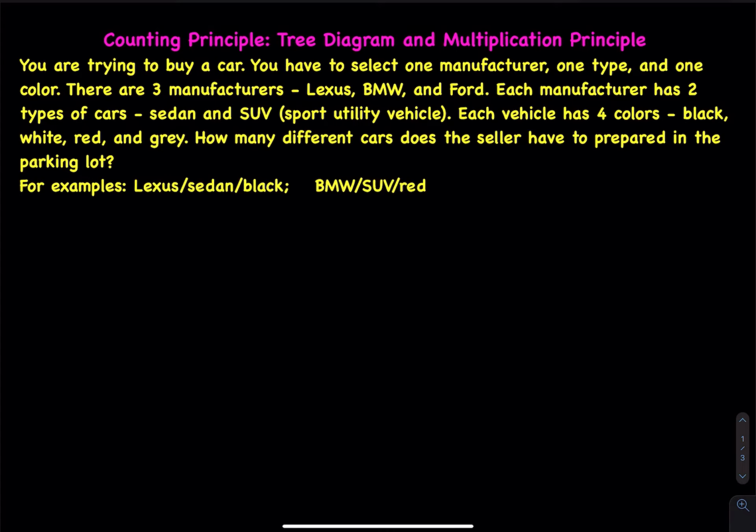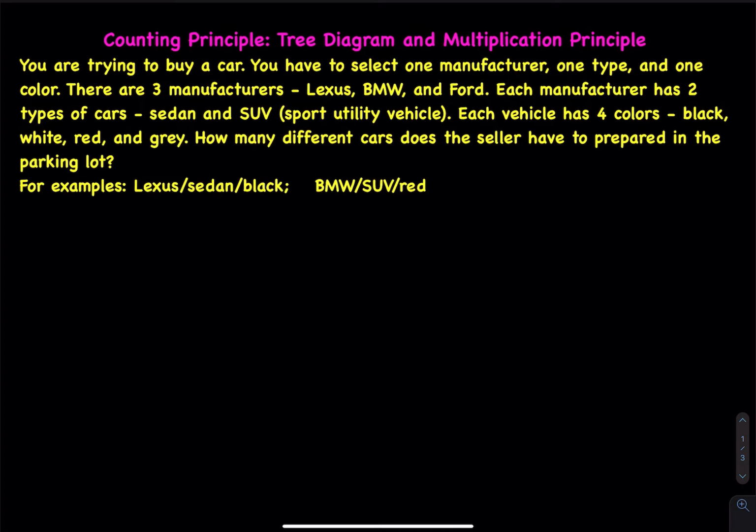How many different cars does the seller have to prepare in the parking lot? They don't know which one you will buy, so whenever you say, let's say I want to buy a Lexus, a sedan, a black sedan, they have to show you the car immediately. Let's say my friend wants to buy a BMW, an SUV, and the red SUV. The dealer has to show my friend the SUV immediately. So based on these selections, how many cars do they have to prepare?